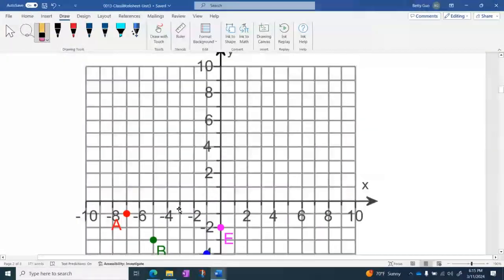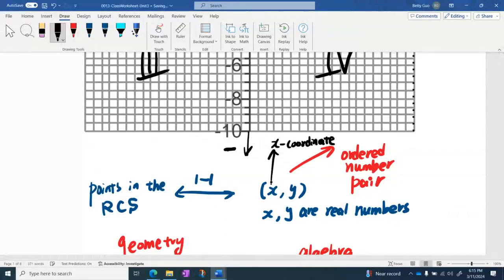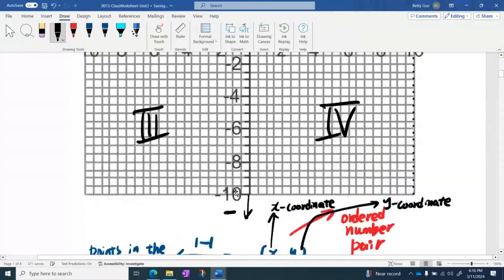In the rectangular coordinate system, we define points with the ordered number pair. Look at the ordered number pair. It has two values. The first value is called the x coordinate. It describes the horizontal displacement of the point. And the second value is called the y coordinate. It describes the vertical displacement of the point compared with the origin. Once I show you the examples, you would understand right away how the x coordinate and y coordinate help to locate a point. Okay, let's start.